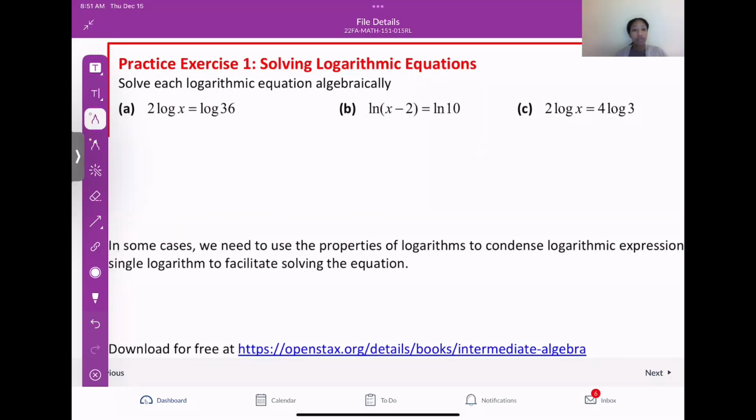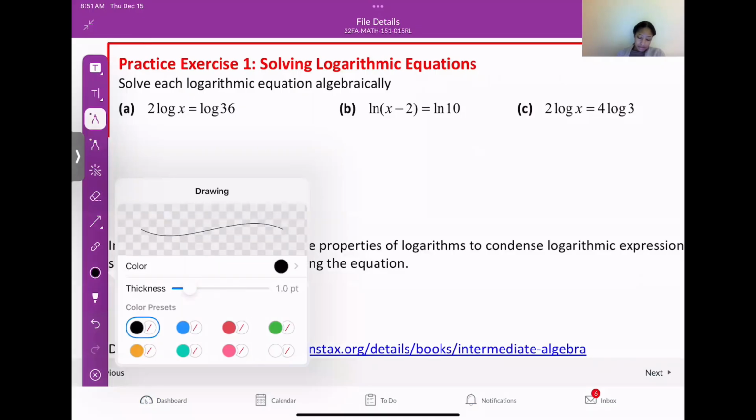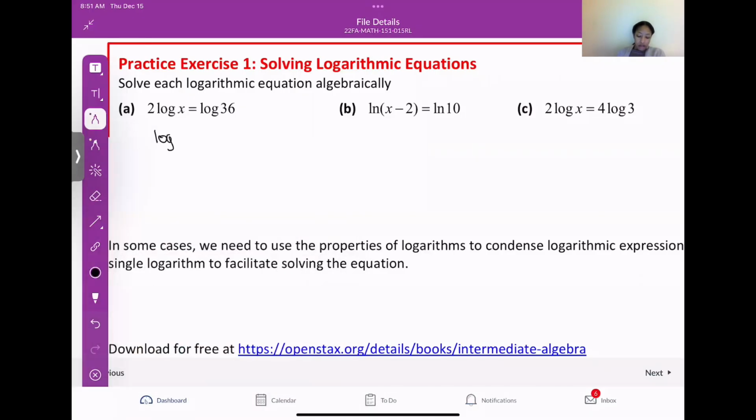Guys, let's go through the solutions for these. So for problem A, 2 log of x equals log of 36. We can rewrite the left-hand side as log of x squared equals, and then the right-hand side, log of 36. Both of these are log base 10, so then we can say x squared is equal to 36. And then x would be equal to plus or minus the square root of 36, which is 6 and negative 6. However, the negative 6 doesn't actually work here because we can't take the log of negative 6 if we try to plug this back in. So x equals 6 is our only solution.